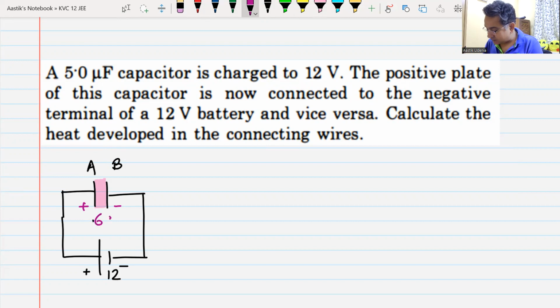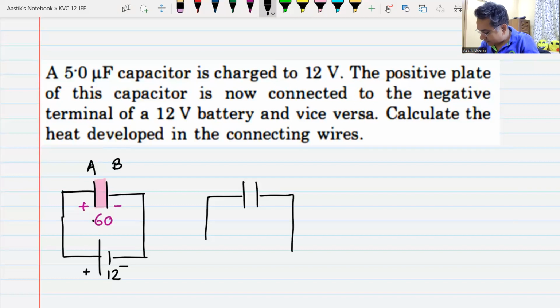Do we understand this? Plus 60 on this side and minus 60 on this side. Now, I have the next circuit. Now, things have been changed. In fact, the polarity has been changed. So, let me just change the battery here. This is negative and this is positive. This is 12 volt. This plate still remains A. This plate still remains B.